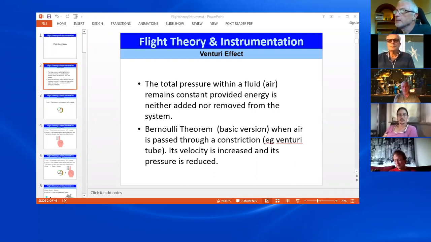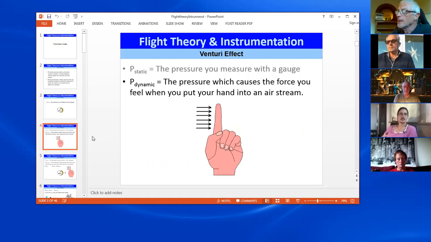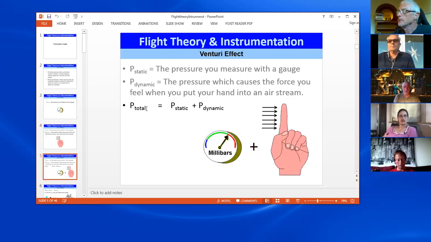So the basic reasoning for that: you have two types of pressure. You have static pressure, which is what you measure with a gauge, and you have dynamic pressure, which is what you feel if the air pushes against something. It's the sum of these two which gives you your total pressure, so you're balancing static and dynamic.